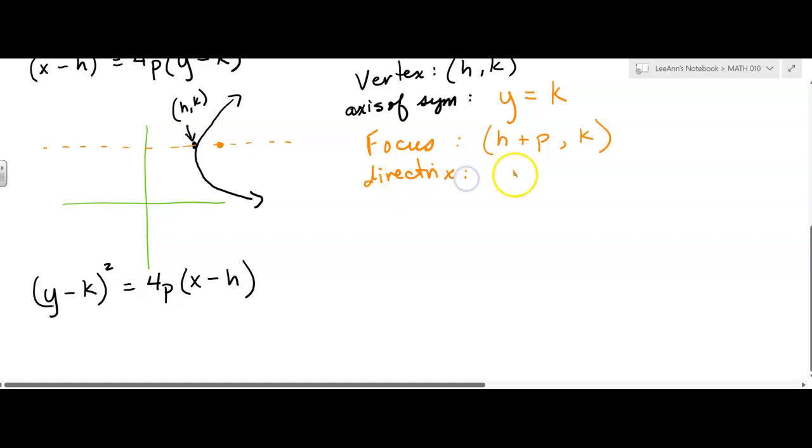And then we've got to do the directrix. Well, the directrix is going to be a vertical line. It's going to be back here someplace. And where is that going to be? Well, you're going to go over h, but then back up p. So it's going to be h minus p.